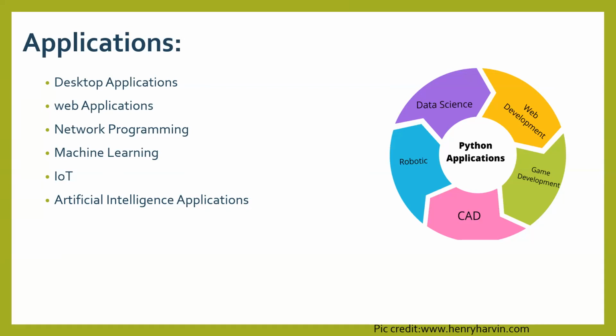Network programming, machine learning, as I said, IoT, Internet of Things. Some people are in third year, ready for fourth year, ready to complete their graduation. In their final project, simply you can do a project with IoT. Raspberry Pi is there. Pi means Python. You can write the code in Python. Of course, artificial intelligence applications. These are the applications for Python.